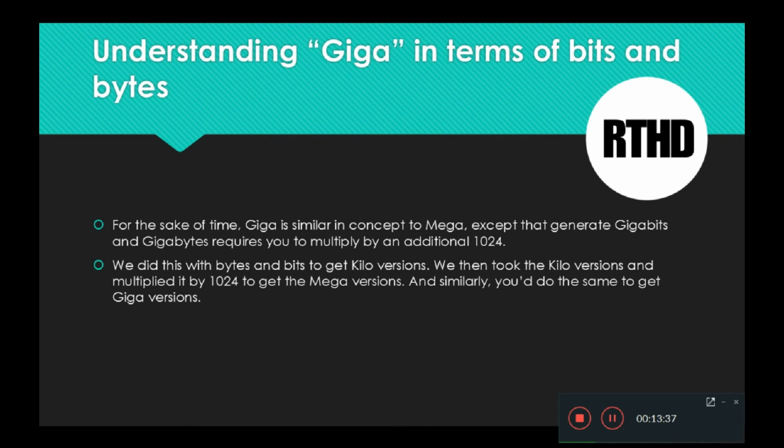And the same concept happens with giga. So it's simply multiplying by 1024 every single time we go from kilobyte to megabyte, and then from megabyte to gigabyte. Isn't that simple? Yeah, it's not so difficult, right? So where is the complication?